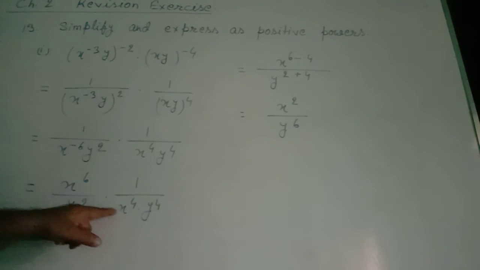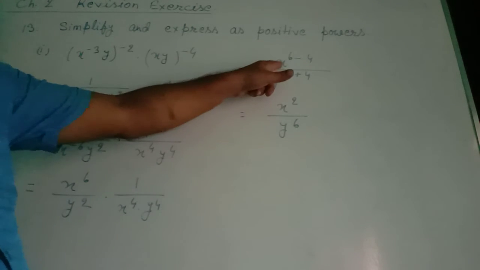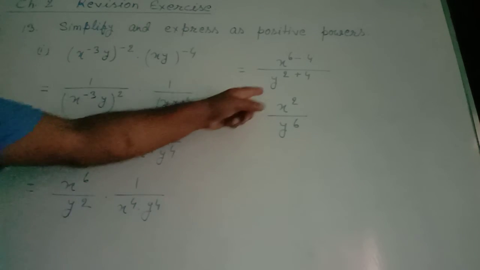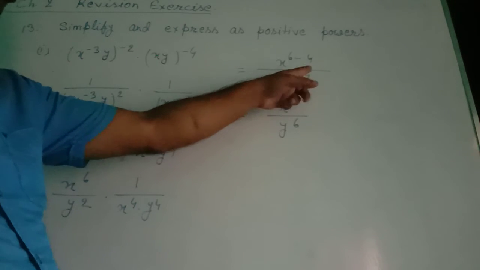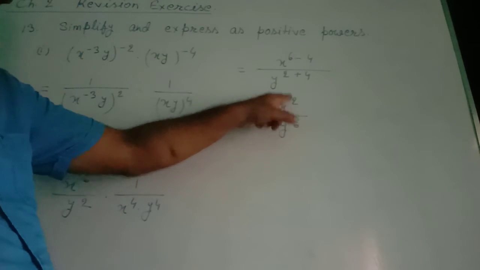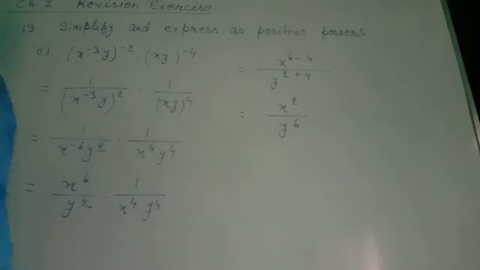These bases are same, that is x, but these two are in the form of division, so the powers will be subtracted. For that I wrote x to the power 6 minus 4. For these two, the bases are same, that is y, and these two are in the form of multiplication, y square into y to the power 4. Therefore the powers will be added. For that I wrote y to the power 2 plus 4. This calculation became x square, because 6 minus 4 equal to 2, so x square by y to the power 6.